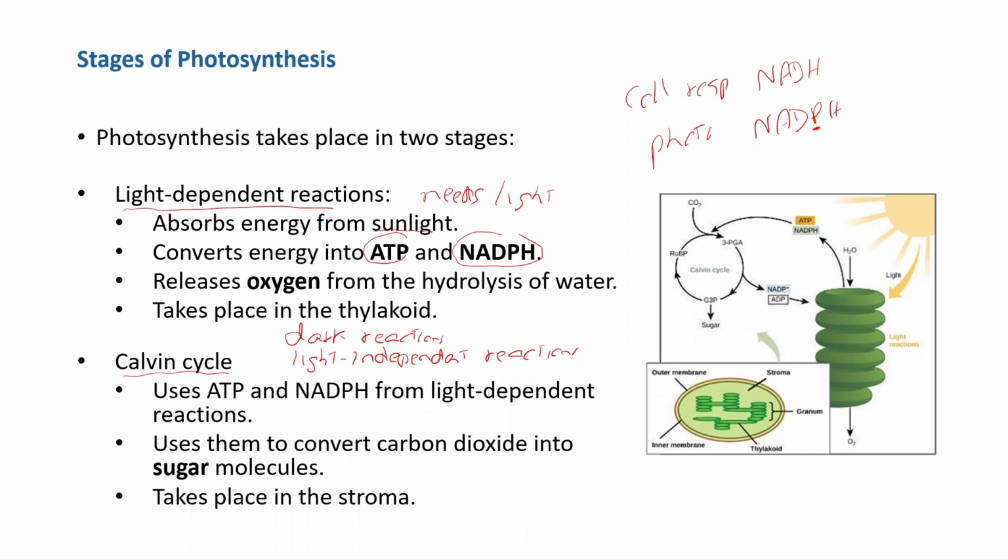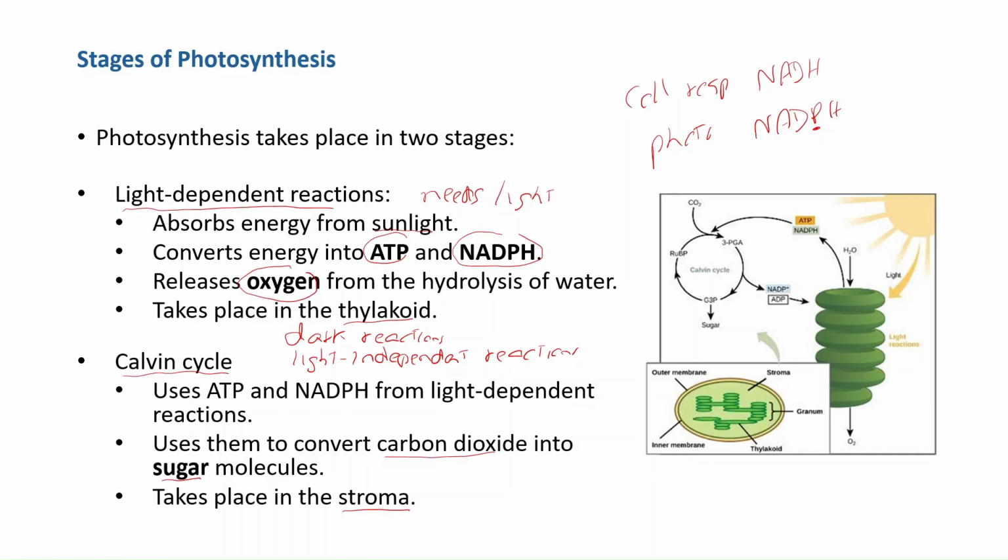Okay? The light-dependent reactions release oxygen. We're going to see now where it comes from, and they take place in the thylakoid. Now, once you have ATP and NADPH, the Calvin cycle uses it to convert carbon dioxide into sugar molecules, into glucose. And that takes place in the stroma, outside of the thylakoid.